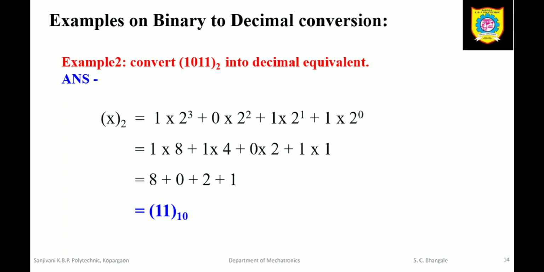If we calculate this value, we will get 8 plus 0 plus 2 plus 1. Because 2 raised to 0 is 1, so 1 into 1 is 1. 2 raised to 1 is 2, so 2 into 1 is 2. After that, 2 raised to 2 is how much? 4. But 4 into 0 is 0. 2 raised to 3 is 8, so 8 into 1 is 8. So we will get the value 11. So the equivalent decimal number is 11.